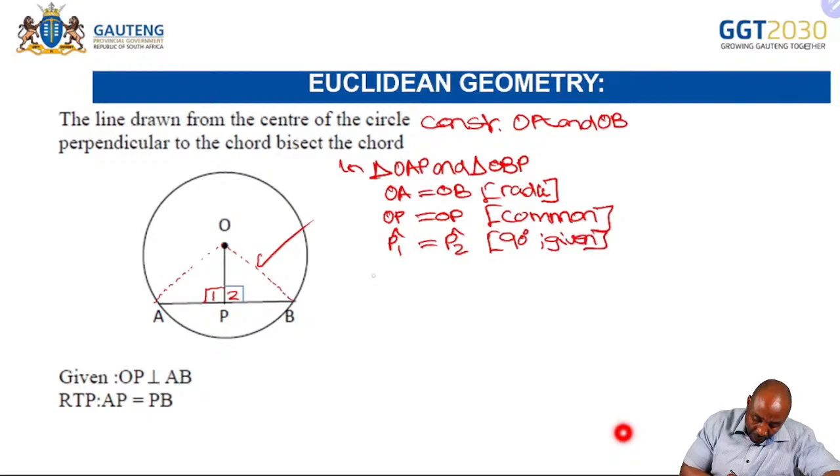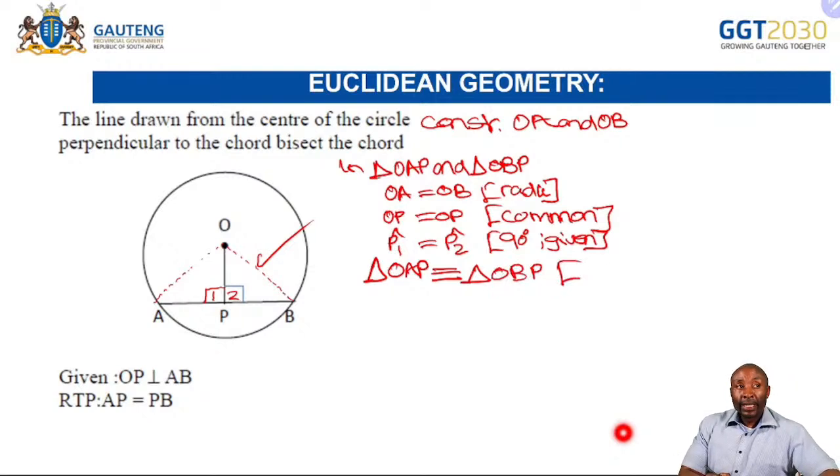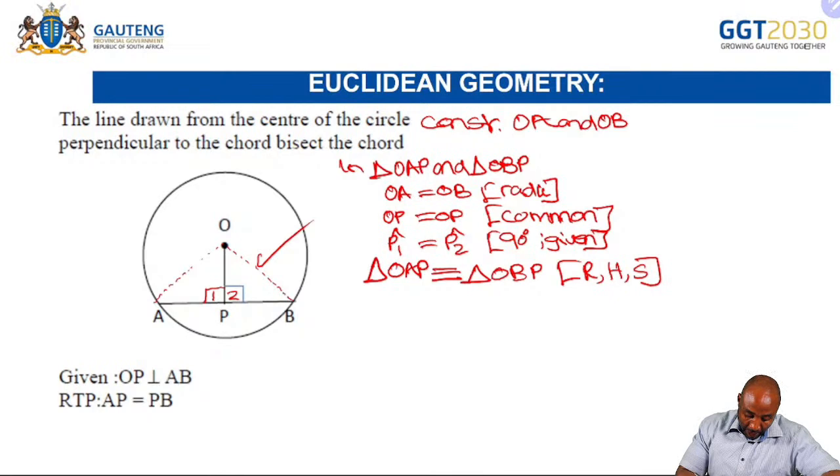So I am able now to say triangle OAP is congruent to triangle OBP. My reason: I have a right angle, I have a hypotenuse, which is my radius, I also have a common side, so I will give RHS as my reason. So I am required to prove that AP is equal to PB.